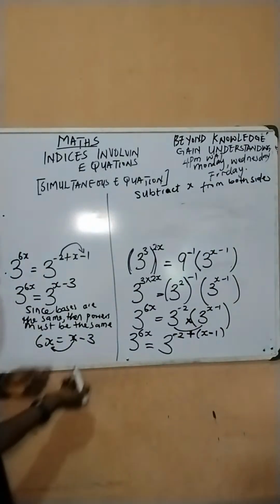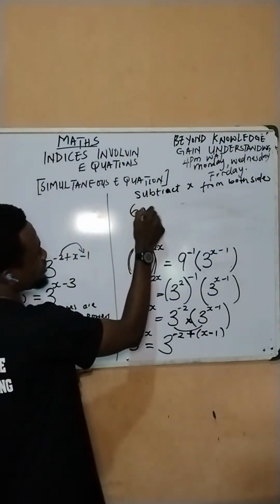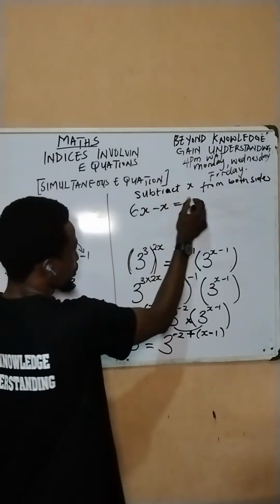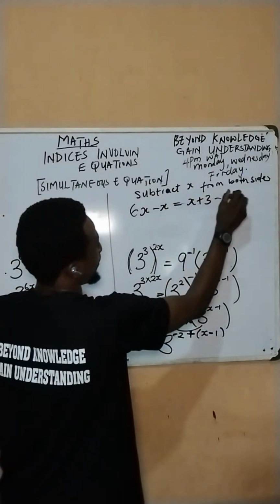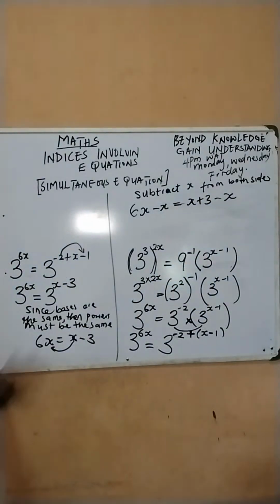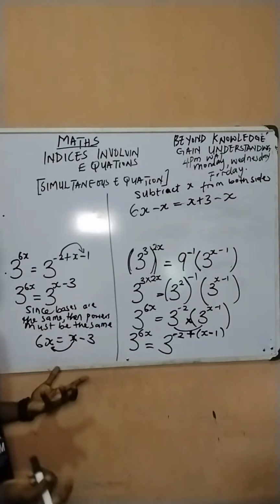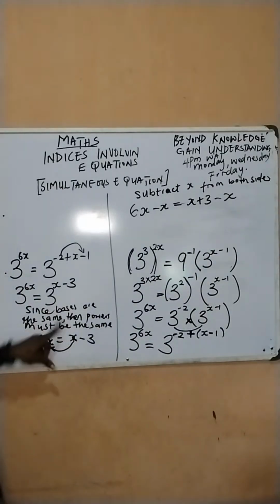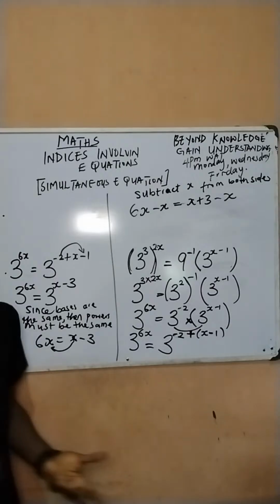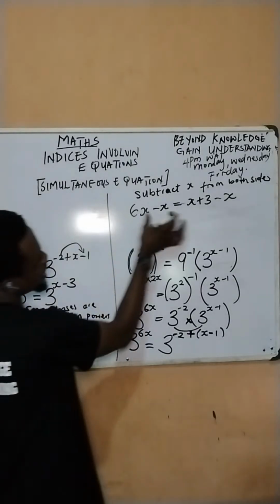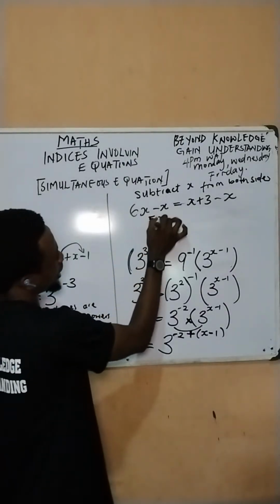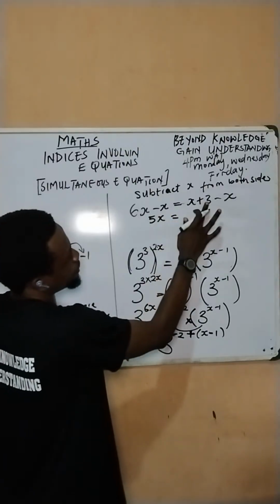By subtracting x from both sides, on the left hand side you have 6x minus x equals x plus 3 minus x. So that's what we did, subtracting x from both sides, which is also the same thing as moving positive x over to the left hand side, and it becomes negative. So it's still the same process. So 6x minus x will give us 5x equals x plus 3 minus x.